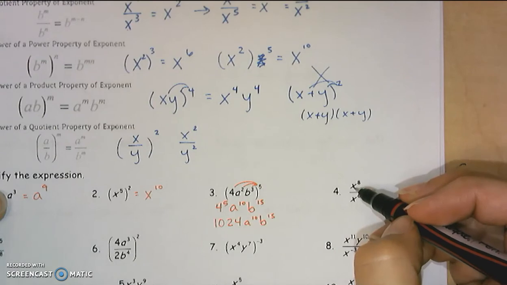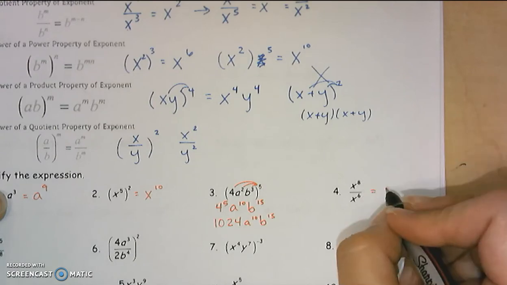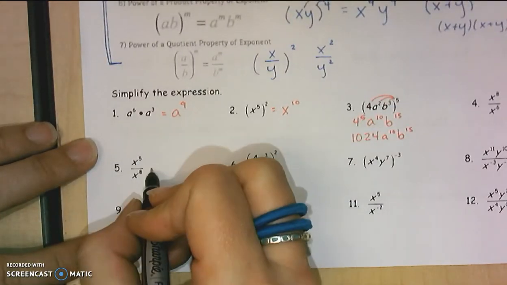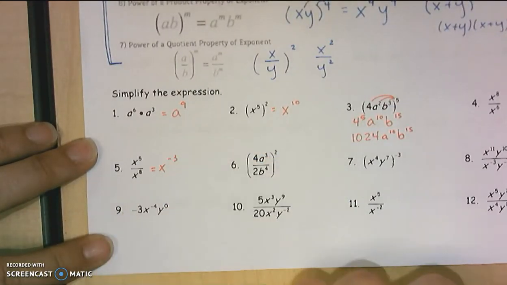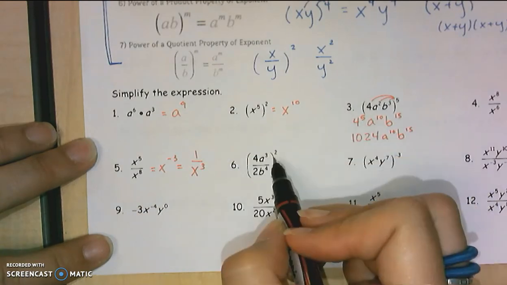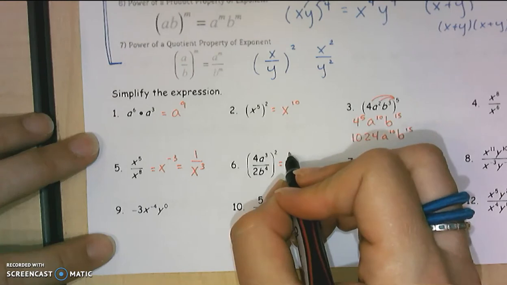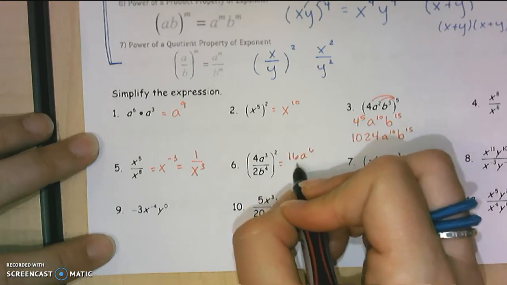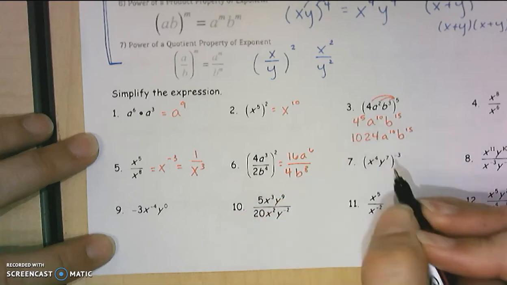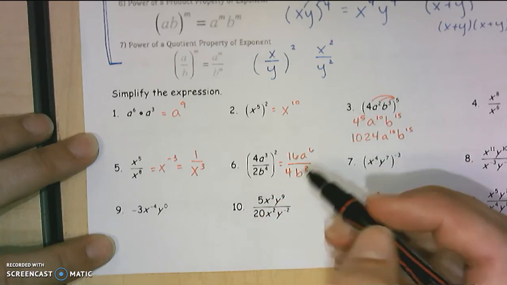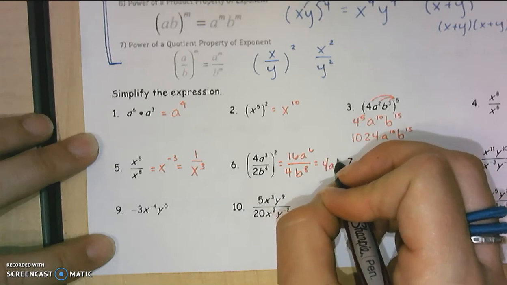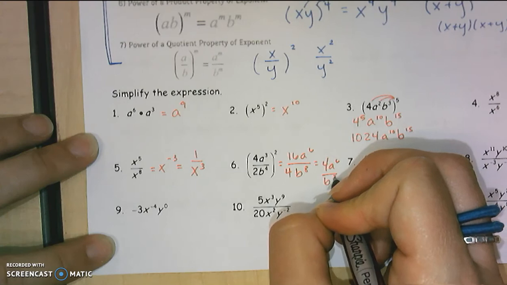So here, this is dividing, so we subtract. So this is x squared. Again, dividing, so this becomes x to the negative 3, but we can't have a negative, so this becomes 1 over x to the 3rd. Here we're going to distribute this, so this is 16, a to the 6, over 4, b to the 8th, and then our last thing to do here, 16 over 4 is 4. So that goes on top, over b to the 8th.